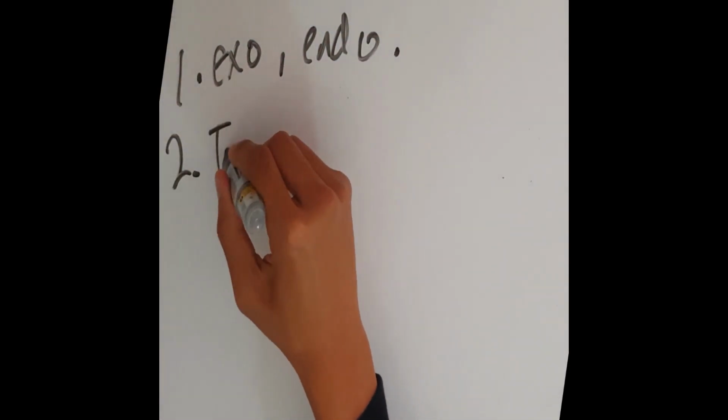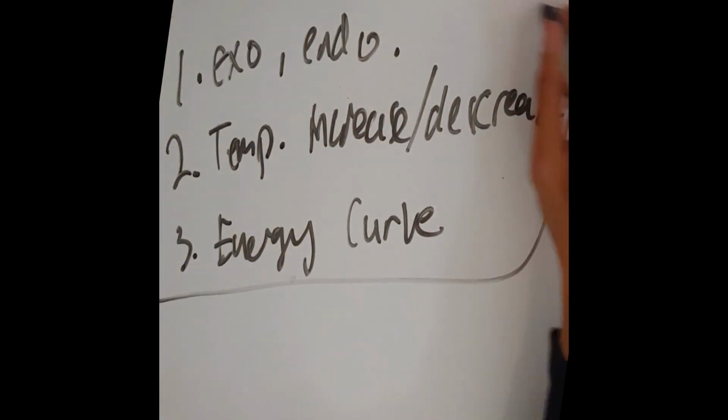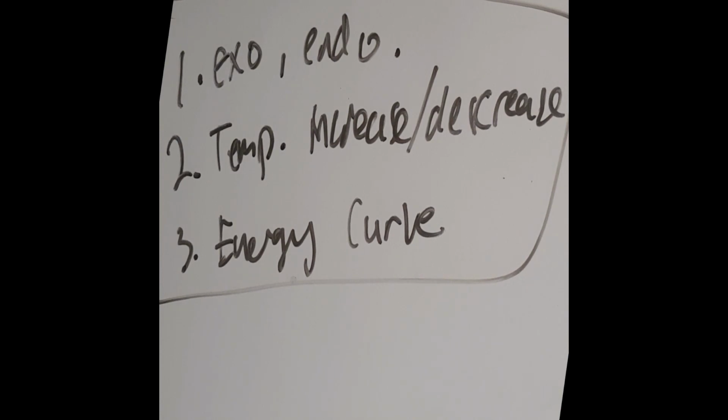So to recap, we covered exothermic and endothermic reactions and what happens to the surrounding temperature, the increase and decrease in the surrounding temperature, and also we covered the energy curve.